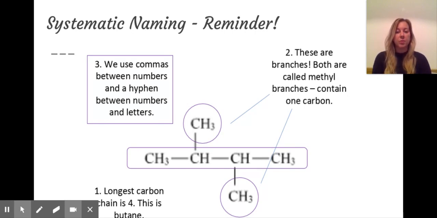2, let's have a look at the branches. We have 2 branches. Both of them are methyl branches because they contain 1 carbon. And they are on carbons 2 and 3. It doesn't matter which way you turn the molecule, they're still going to be the same numbers. We use a comma between numbers and a hyphen between numbers and letters. So this is going to be 2,3-dimethyl butane.